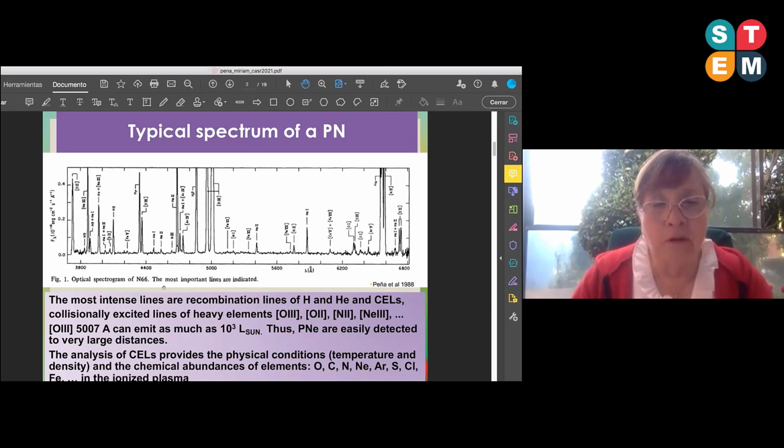And the analysis of collisionally excited lines provides the physical conditions like temperature and density, and the chemical abundances of a lot of elements in the ionized plasma.